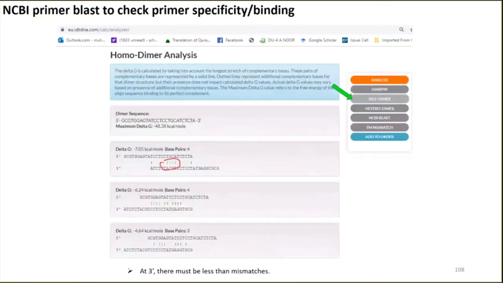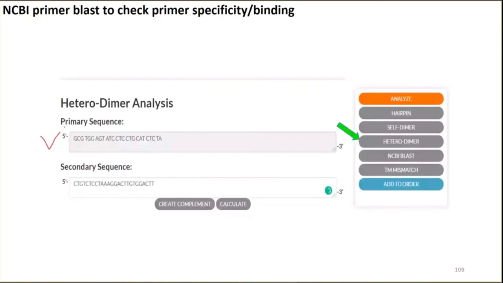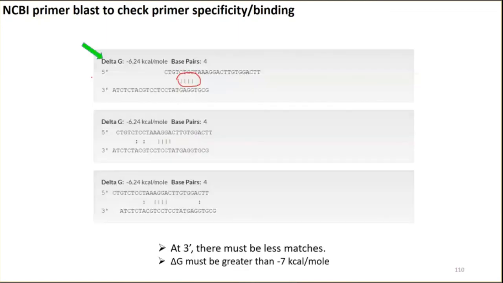Now we are going to test the two primers at the same time. We will paste the forward primer here, we will paste the reverse primer here, and we click on the heterodimer. After we click on the heterodimer, it is calculating where they are binding to each other. Only 4 places. It's very low, and this is also giving the energy for the formation of the heterodimer.